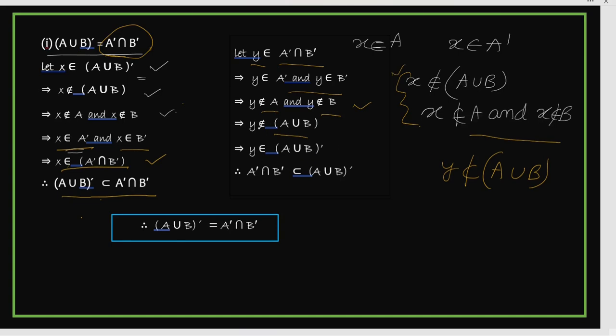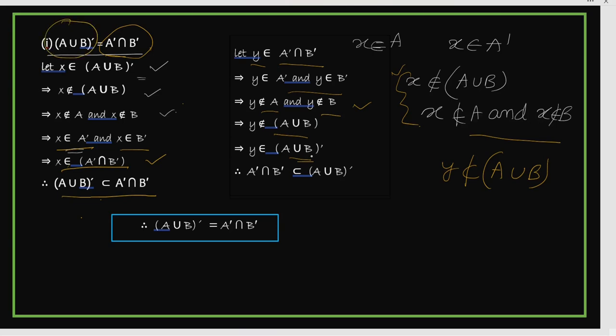Next, Y does not belong to A union B means you have to remove does not belong to. Y belongs to complement of A union B. You have to put a dash. That means A union B complement is what? The first set. Right? This is the one.